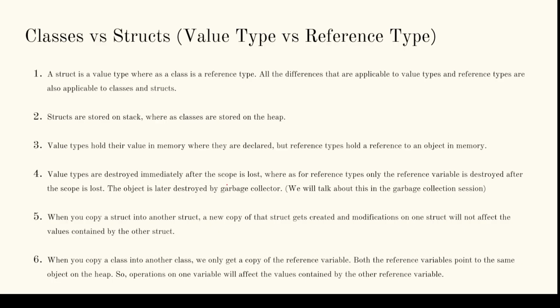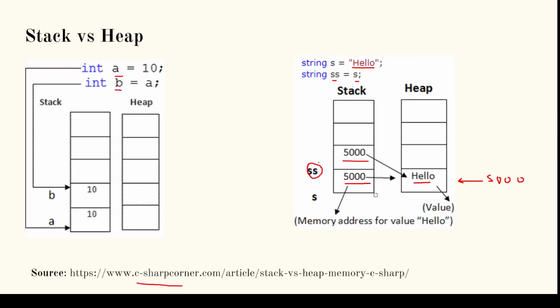Okay, now we know how data gets stored on a heap and a stack. Let's now try to understand how a value type is different from a reference type. Value types hold their value in the memory where they are declared, but reference types hold a reference to an object in the memory. If you remember from this slide, when we created the integers a and b, the values of those variables directly get stored on the stack, whereas for the reference type, only the memory location will be stored on the stack, but the actual data, the real data, will get stored on the heap.